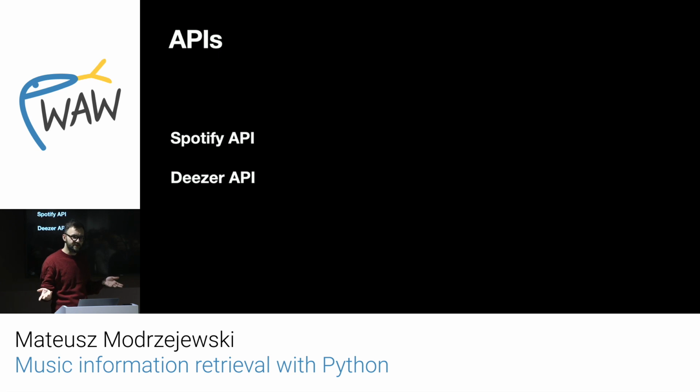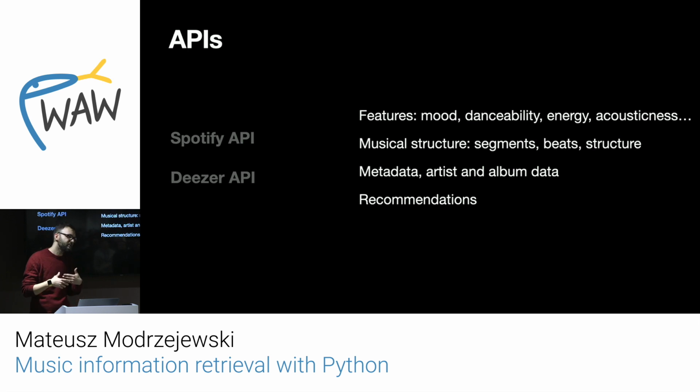But there's also APIs. The 2 most well-known ones are the Spotify API and the Deezer API. Both of these are streaming services which provide music, and you can find a whole lot of audio features like mood, danceability, energy, acousticness. You can find information about the musical structure. You can find information about metadata, about the albums, etc. So if you're looking for an idea for your next, I don't know, web app or data visualization project or something like that, why not give these APIs a try?